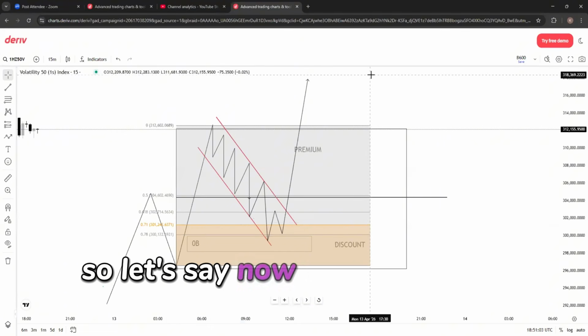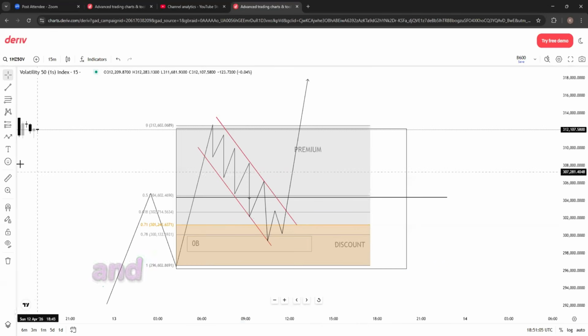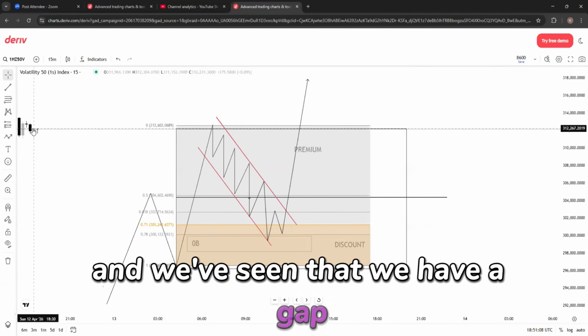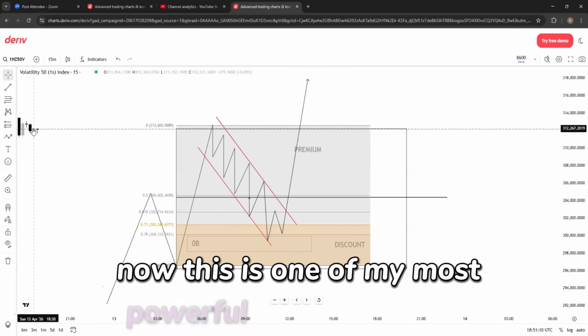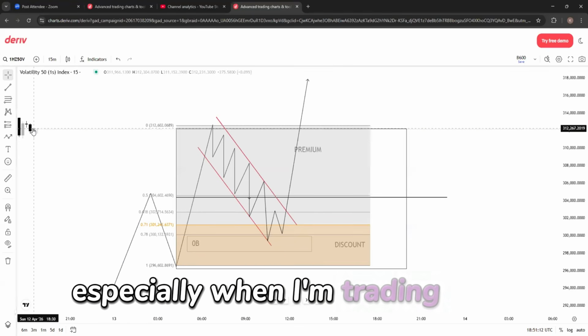So let's say now we've seen that we have a flag and we've seen that we have a gap. Now, this is one of my most powerful setups that I use, especially when I'm trading spikes.